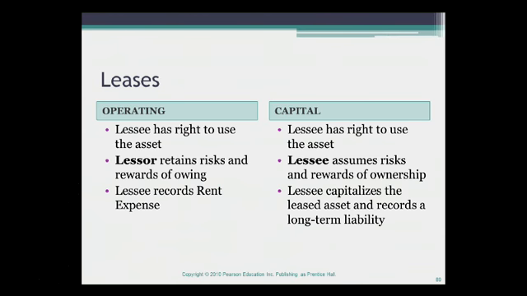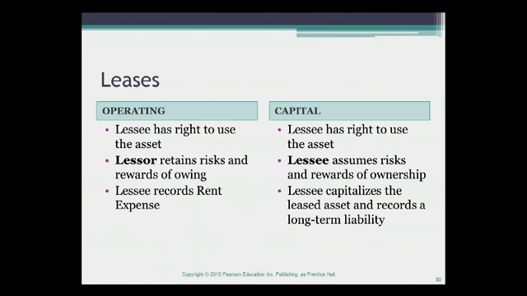Since this lessee assumes all the risks and rewards of ownership, really what's happening here is not so much a lease transaction, but instead the lessee, the person using that asset, is basically purchasing that asset from the lessor and just paying for it over time, paying in installments. It more closely resembles a purchase transaction, paying in installments, instead of a lease transaction.